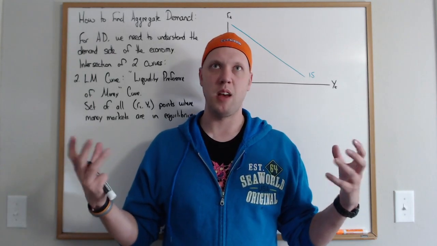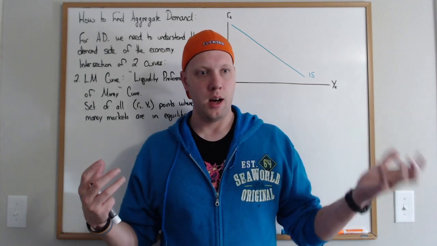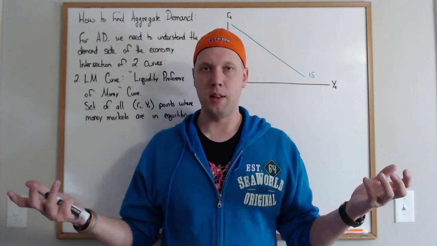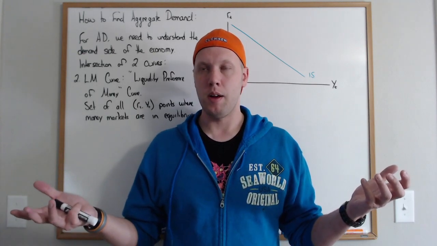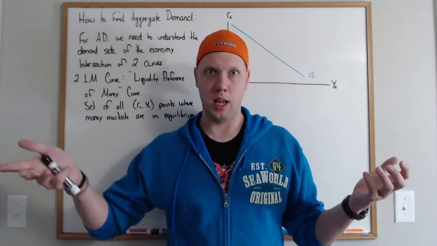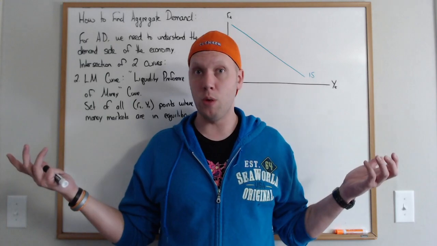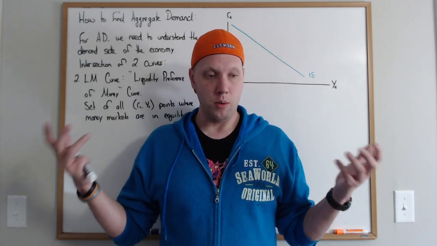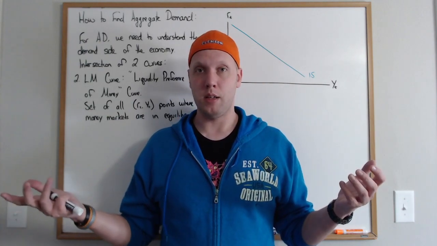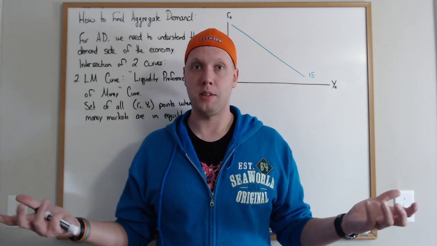If you have a hard time remembering which one's which, IS is government, LM, money, liquidity preference of money, right? Think like M, money, L, money, or whatever mnemonic device you want to use. It's a particularly bad one, I think, but whatever helps you: LM, monetary policy, IS, fiscal policy.